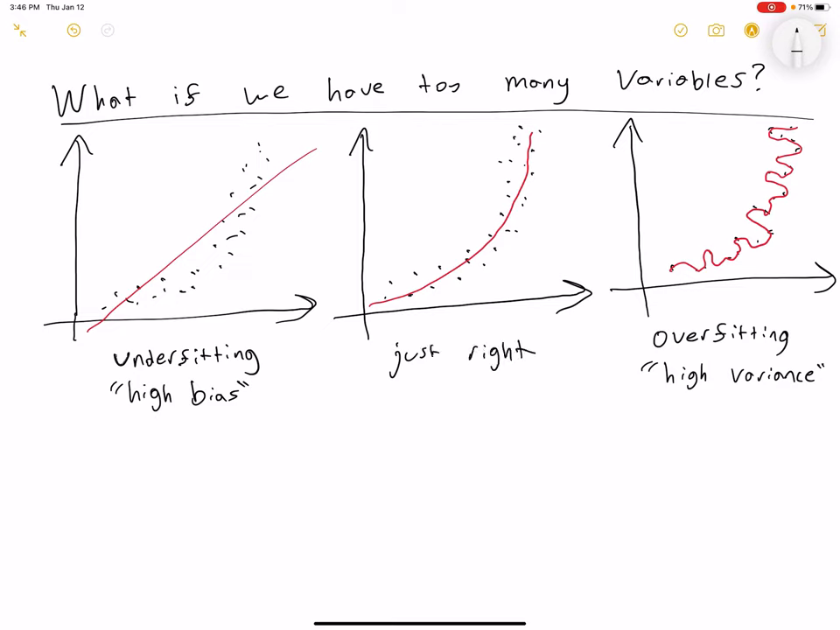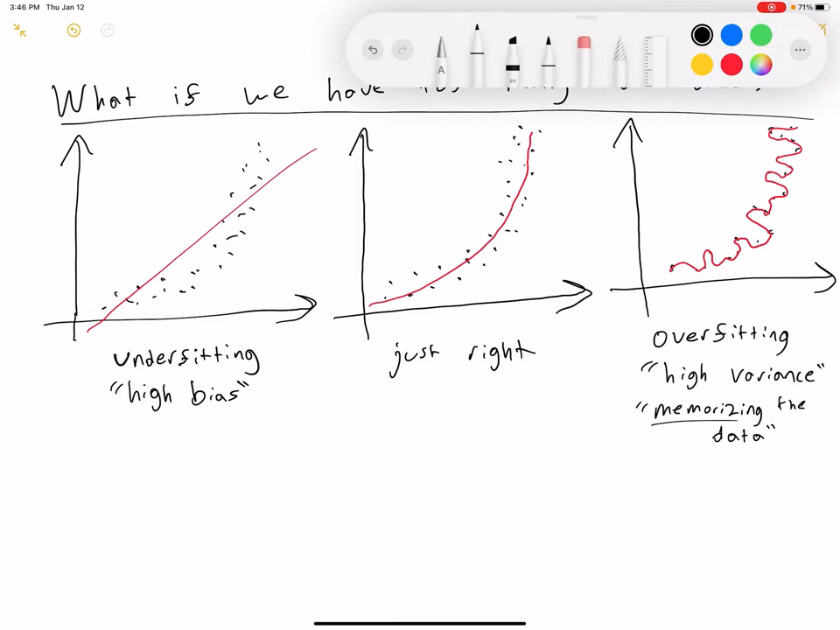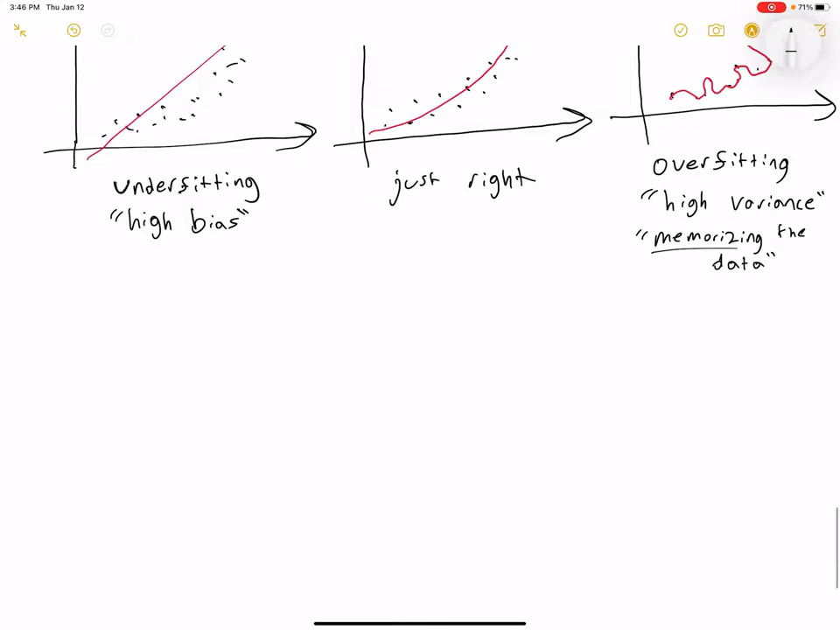With overfitting, you mean it's like memorizing everything instead of finding a pattern? Yeah, I like that word. So let's add memorizing the data. That's a great term. What's wrong with overfitting? Great question. Let's add a section on that.